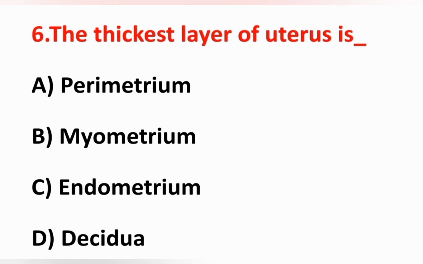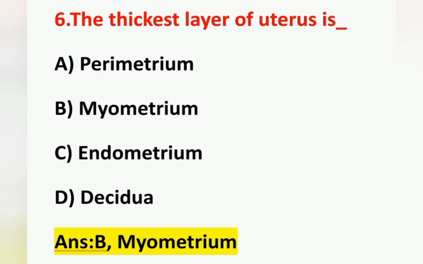The next question, thickest layer of uterus is? Options are option A, perimetrium, option B, myometrium, option C, endometrium, and option D, decidua. Thickest layer of uterus is myometrium. The three layers of uterus are perimetrium, myometrium and endometrium. Perimetrium is the outer layer, myometrium is the middle layer and endometrium is the innermost layer.